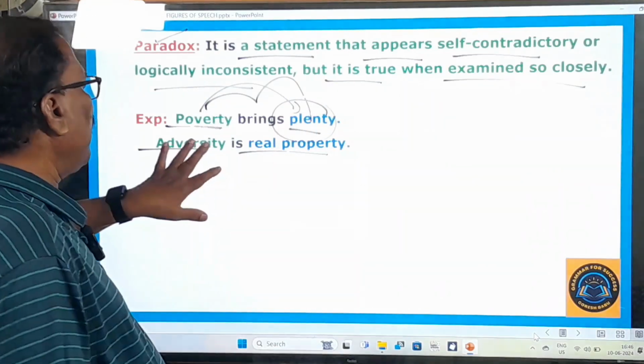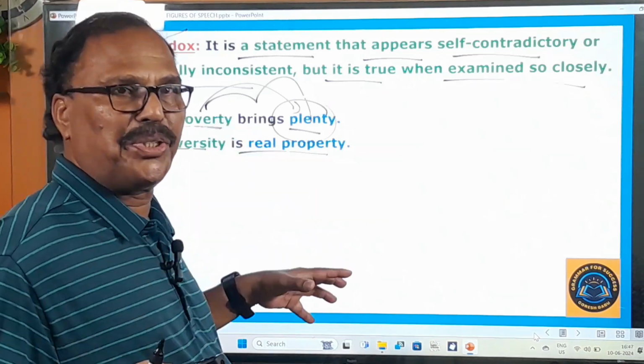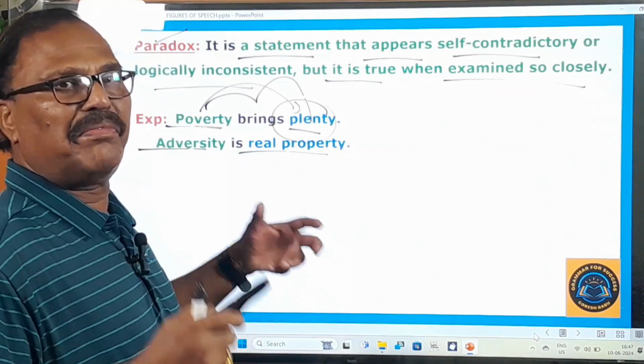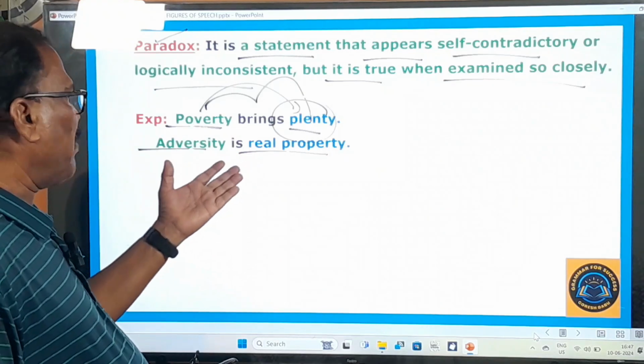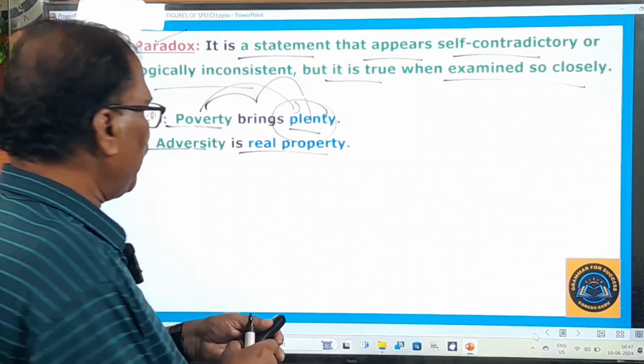Yes, when you are in adversity, you become, what is that? You develop your fortitude and you start working vigorously to acquire more property. So this adversity leads you to a lot of wealth or property.